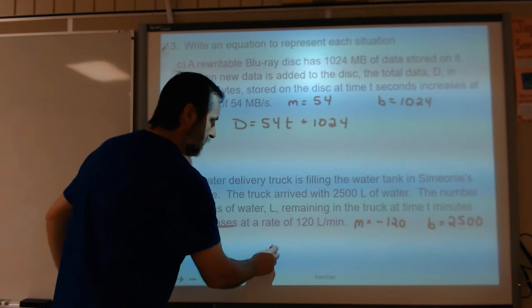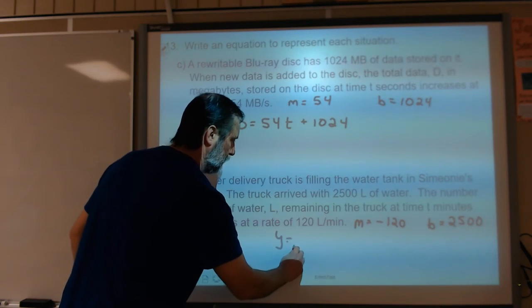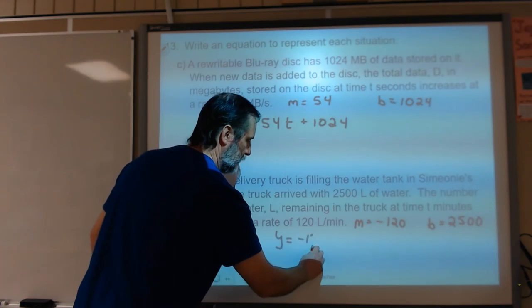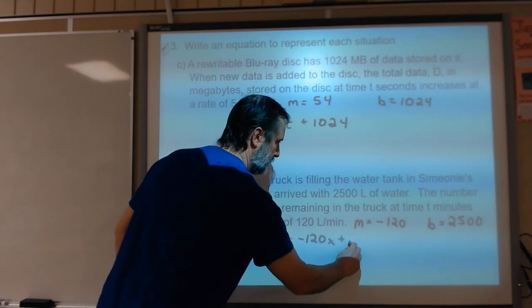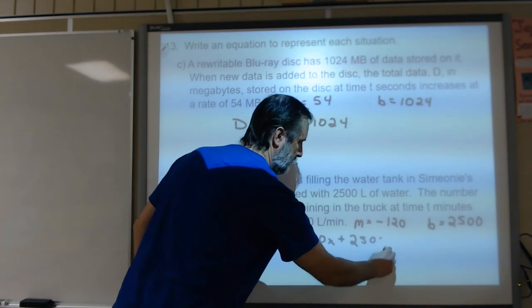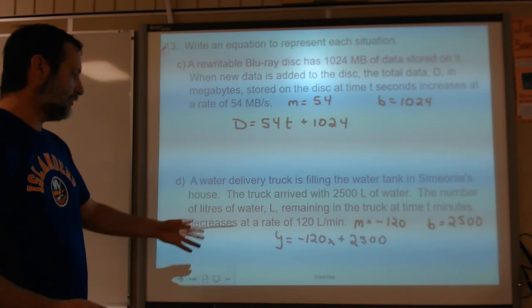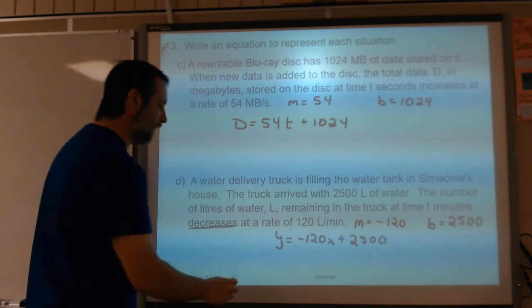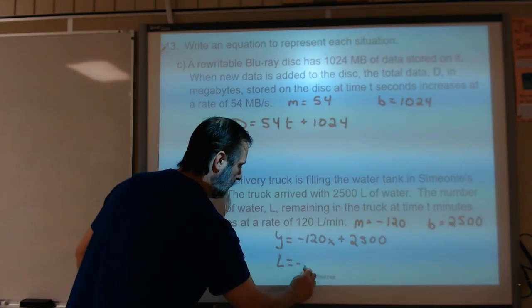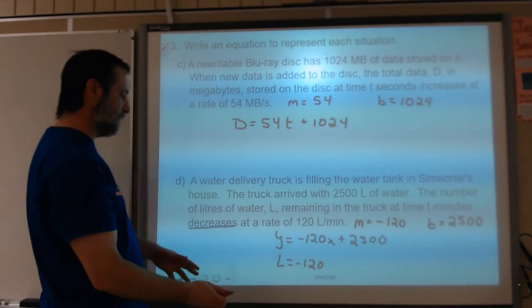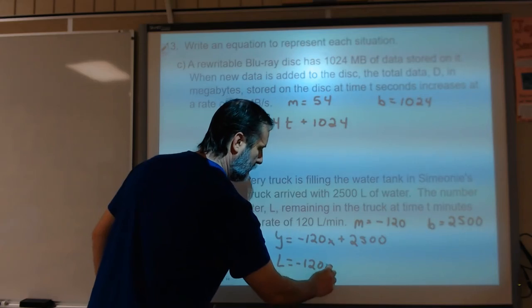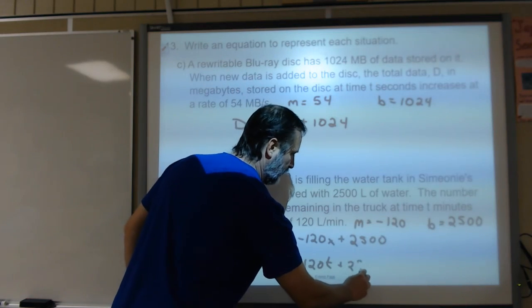We put this in y equals mx plus b format. Y equals negative 120x plus 2,500. And then we just got to put it in terms of the variables they would like us to use. The total water, L, equals negative 120, that's liters per minute, times T, plus 2,500.